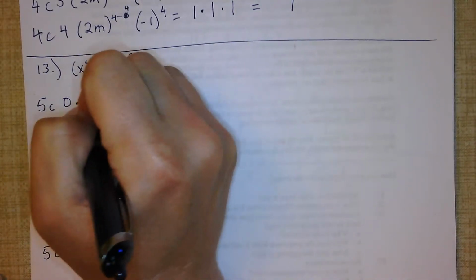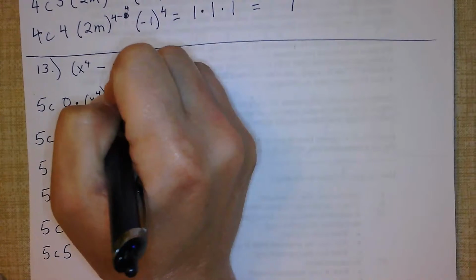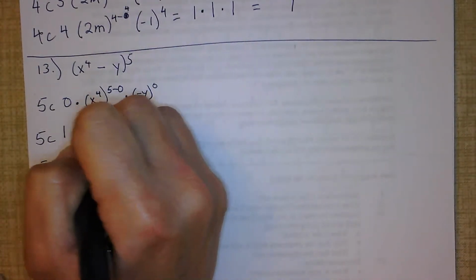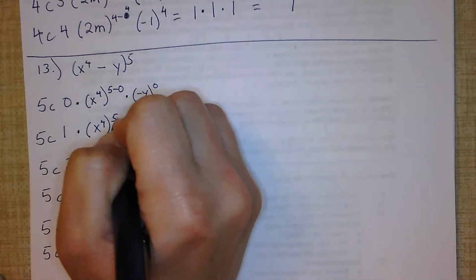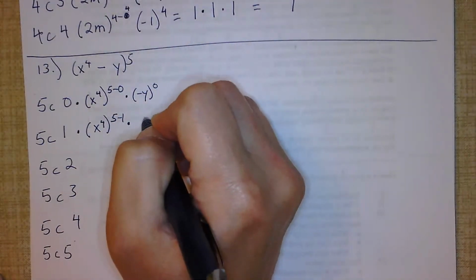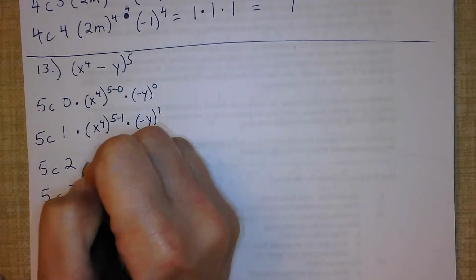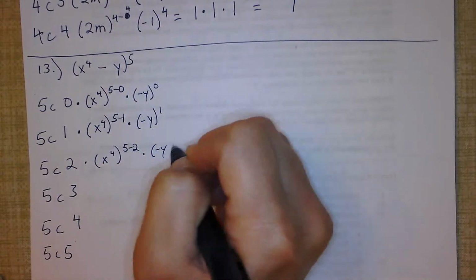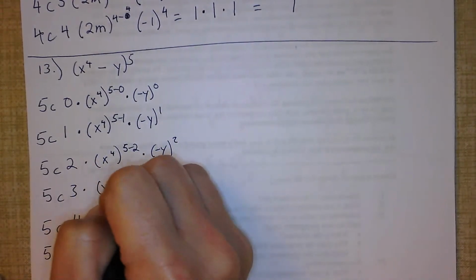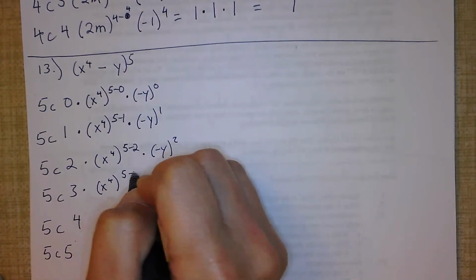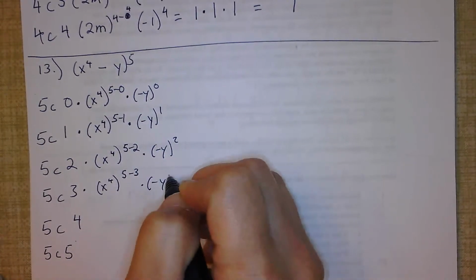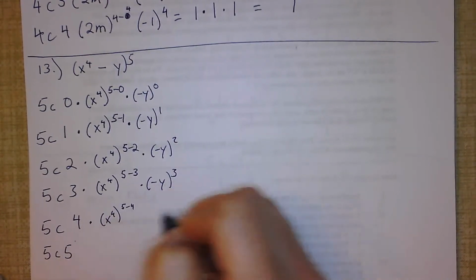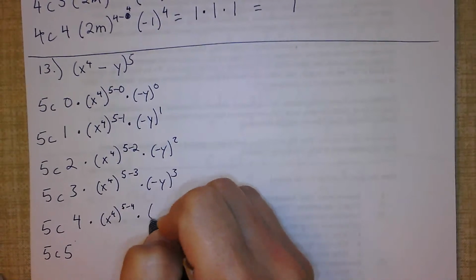All right, so now I've got x to the 4th, 5 minus 0 times negative y to the 0. Here my r is 1, so I have x to the 4th, 5 minus 1 times negative y to the 1st. Now I've got x to the 4th, 5 minus 2 times negative y squared. I've got x to the 4th, 5 minus 3 times negative y cubed. I've got x to the 4th, 5 minus 4. That's really messy. Sorry about the handwriting.